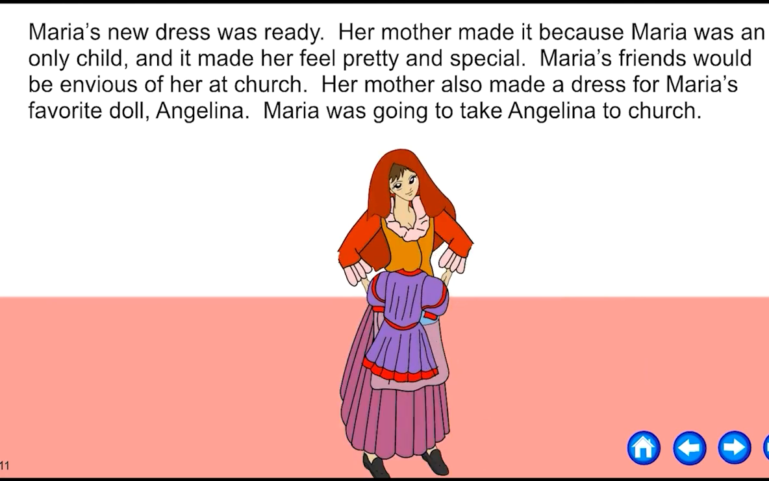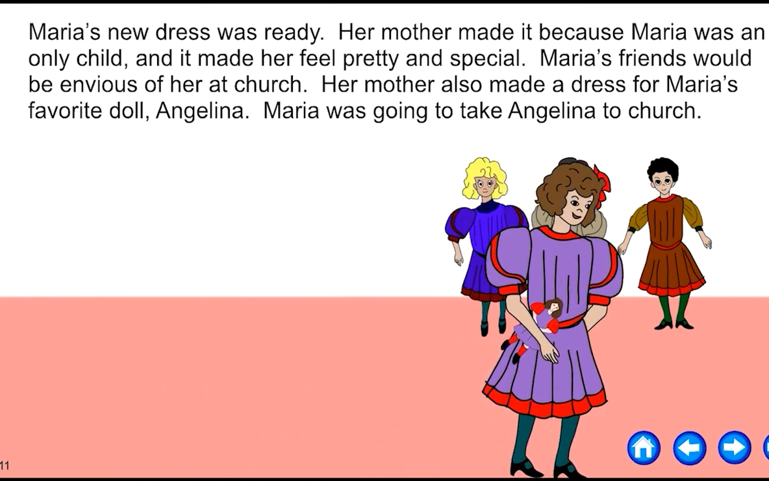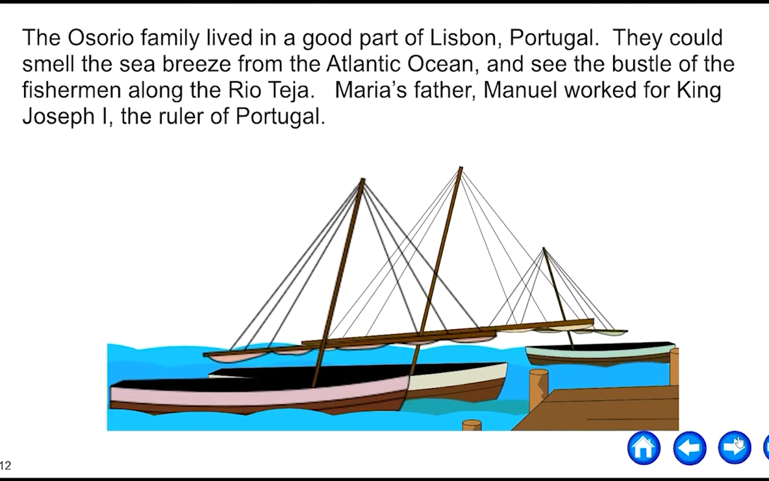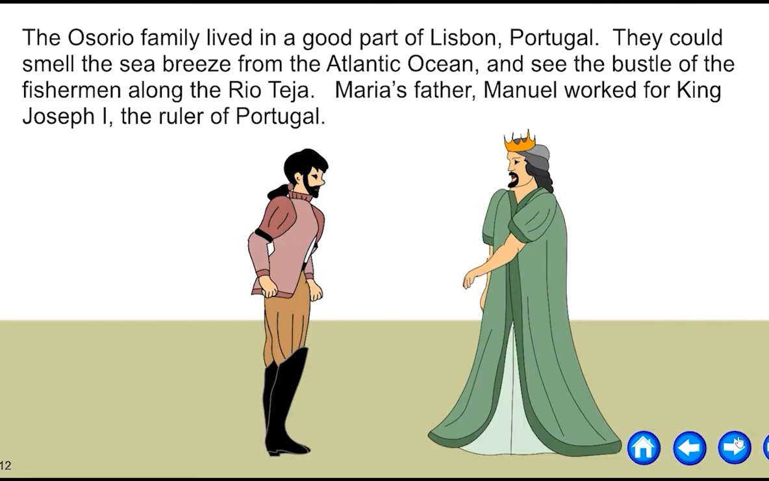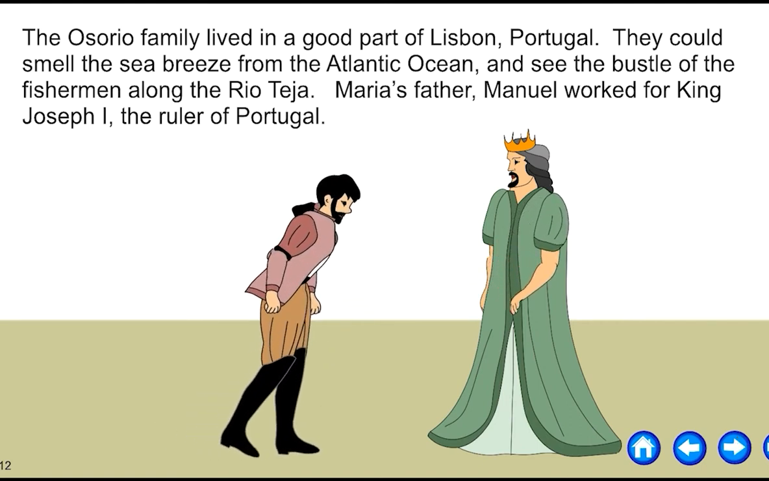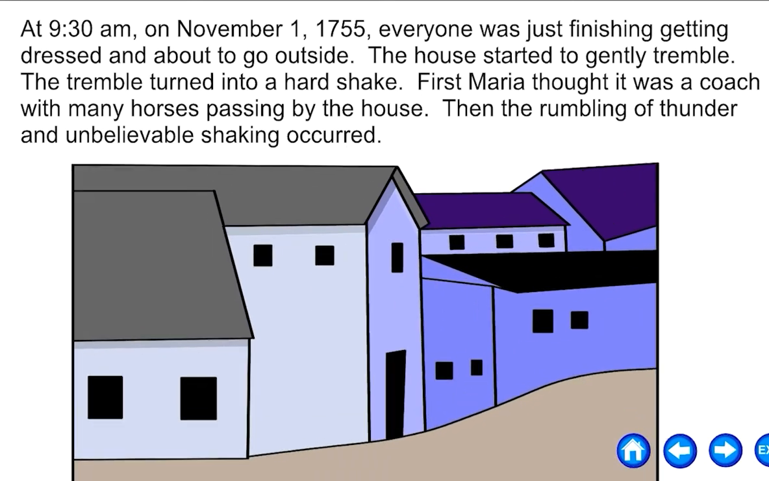Her mother also made a dress for Maria's favorite doll, Angelina. Maria was going to take Angelina to church. The Osorio family lived in a good part of Lisbon, Portugal. They could smell the sea breeze from the Atlantic Ocean and see the bustle of the fishermen along the Rio Teja. Maria's father Manuel worked for King Joseph I, the ruler of Portugal.